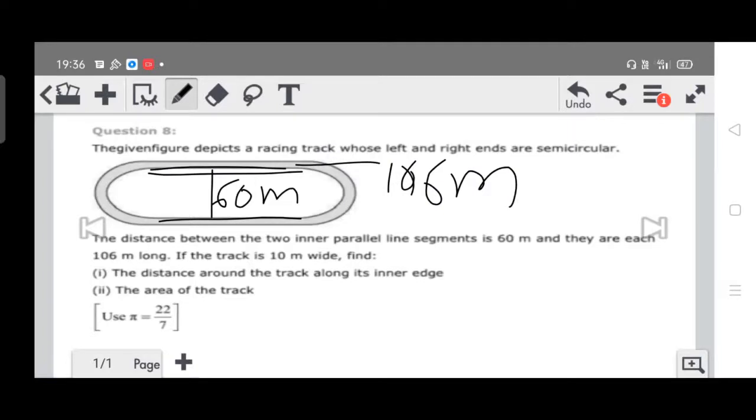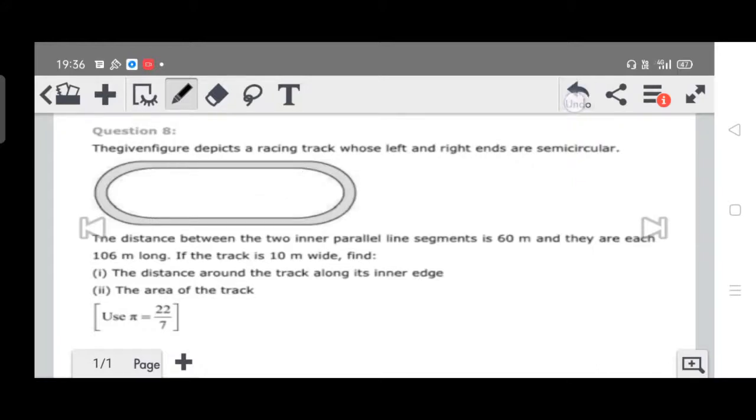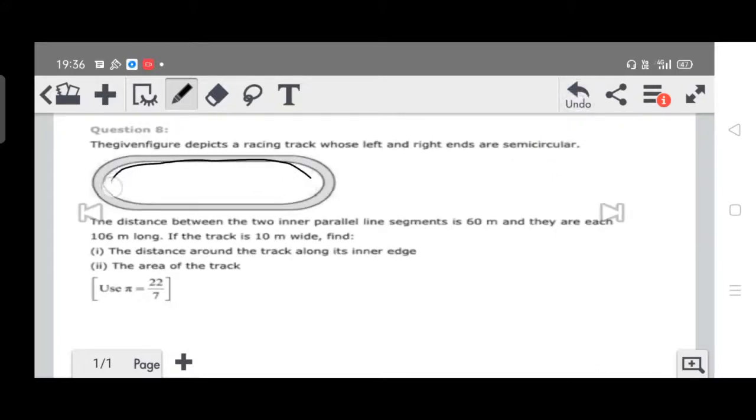If the track is 10 meter wide, wide means this. So this is how much? 10 meter wide. Here we need to find out the distance around the track along its inner edge, this inner edge distance, and the area of the track. The area of the track is nothing but this shaded portion here. So let us find out this one.